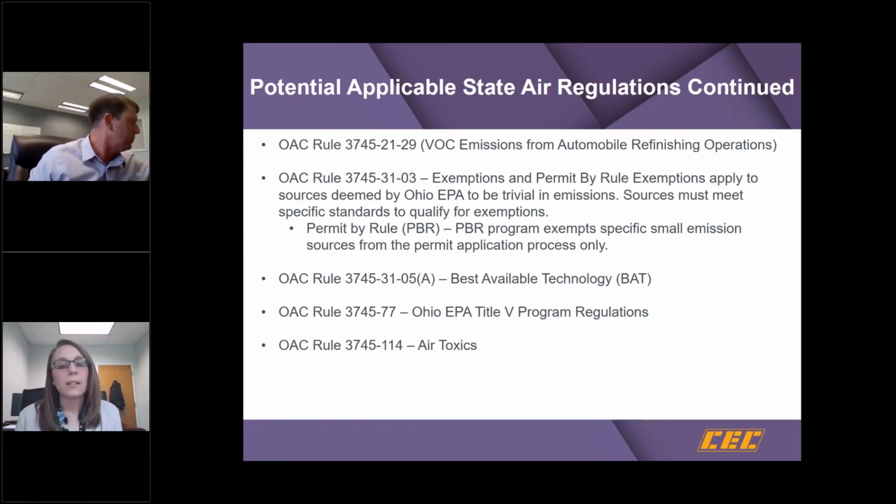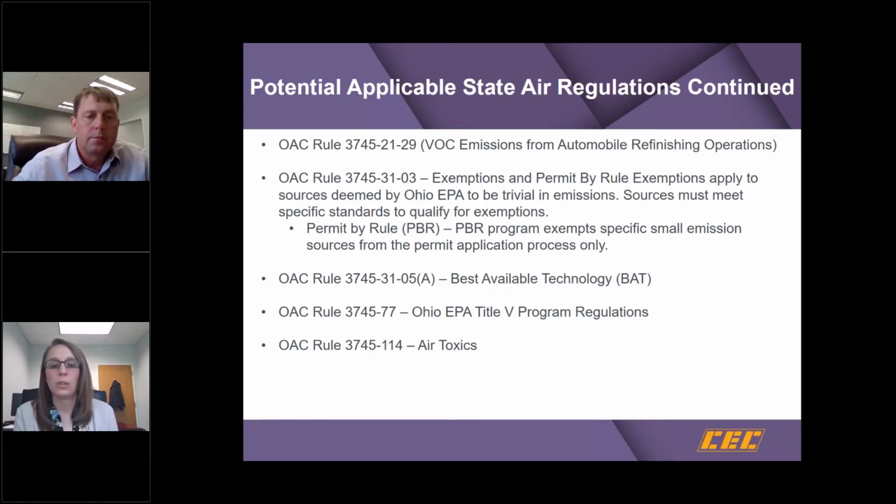And then 3105, which is BAT, this is where you're going to see a lot of the emission limits and permits come from. And then 77 is all of the Title V regulations. Those are the big facilities that Jim was talking about. So the regulations for Ohio EPA for Title V facilities will come from there. And then you can find the list of air toxics in 114.